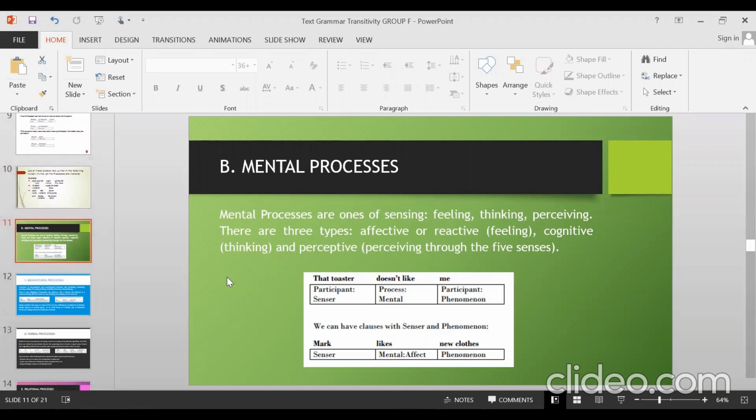I would like to give an explanation about mental process. Mental processes are ones of sensing, like feeling, thinking, perceiving, and there are 3 types of the mental process. Affective or reactive is a feeling, and cognitive is a kind of thinking, and perceptive is a kind of perceiving through the 5 senses. And the below is about the example. You can see the table.